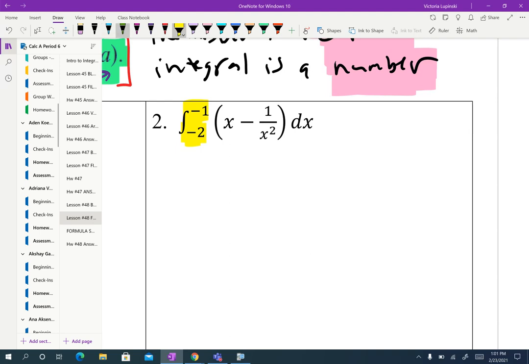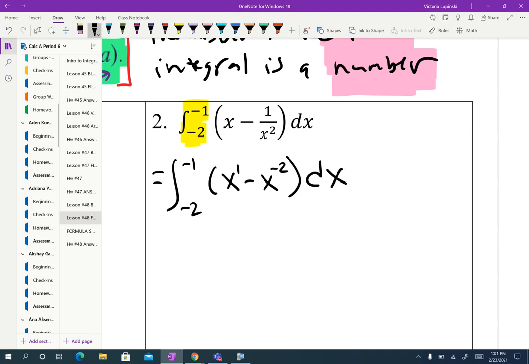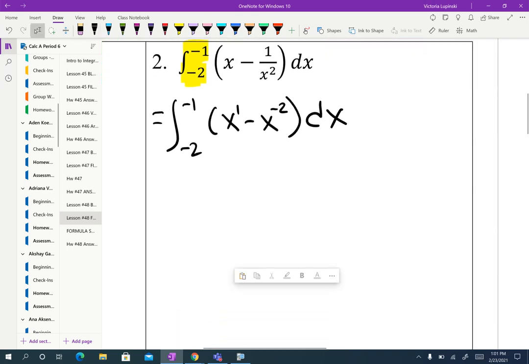You're going to go ahead and start by integrating whatever's inside. And in order to do that, I'm going to first do a rewrite step. So if I'm doing the rewrite step, I'm going to copy my integration, I'm going to copy my limits, and I'm going to rewrite this as x to the first minus x to the -2. So all I've done so far is the rewrite step. I haven't actually done any integration. That's going to come next.